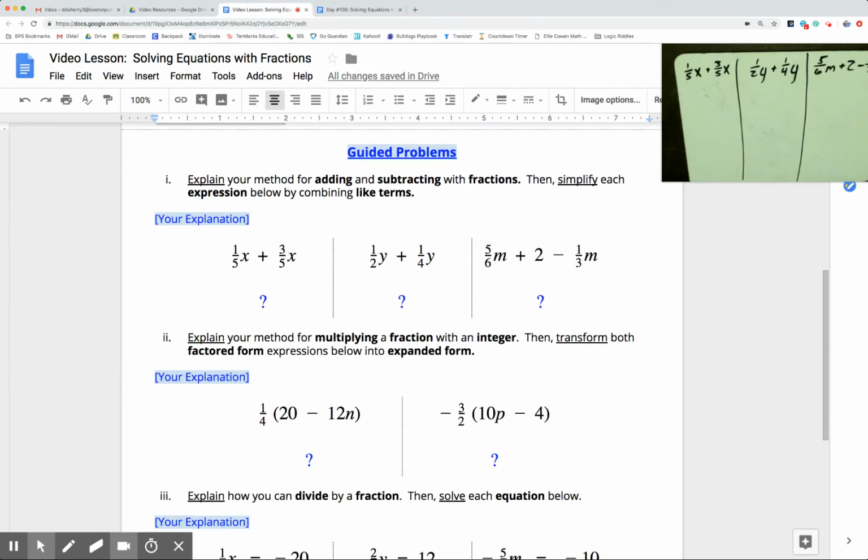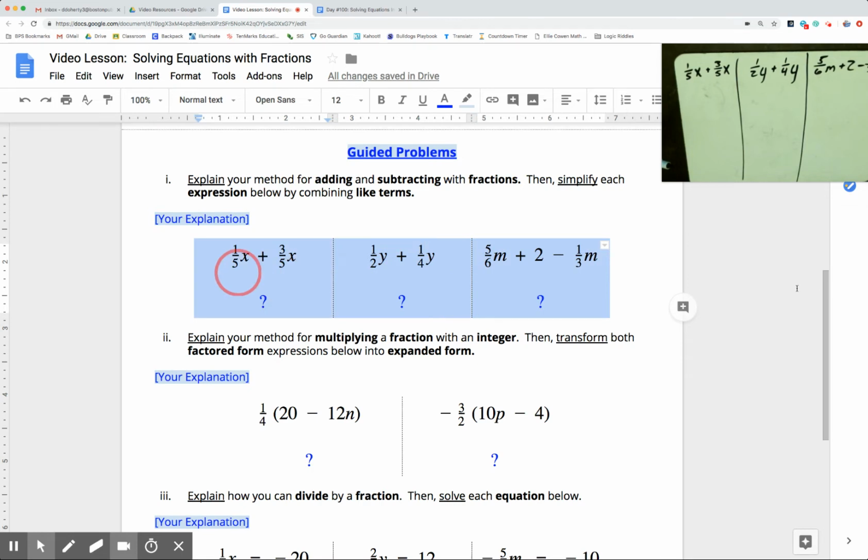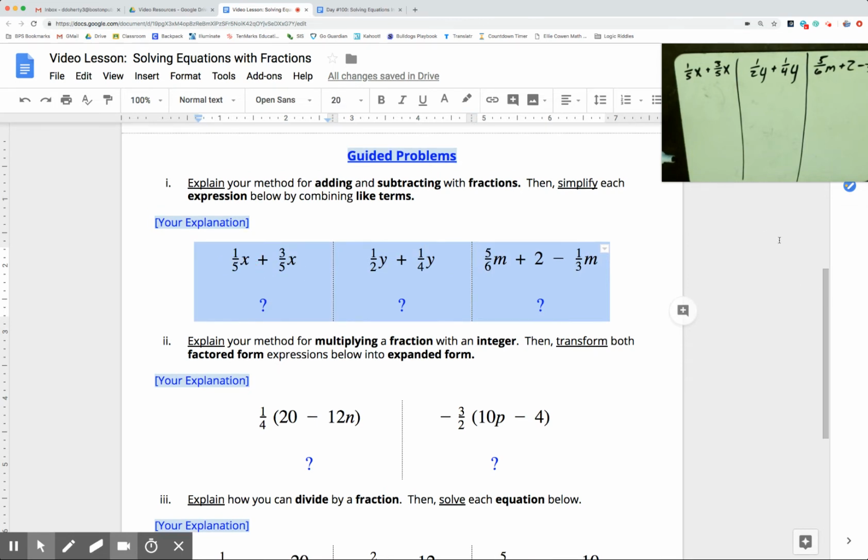Okay, for the first guided problem, which you can see on my whiteboard here today, you're asked to first explain, so you're going to be writing a sentence, explain your method for adding and subtracting with fractions. I'd encourage you to talk to your neighbor or someone at your group right now and think back to how did we add and subtract with fractions, and then either on your own or with your neighbor after you talk about how you add or subtract with fractions, go ahead and figure out how to add and subtract when some of these like terms involve fractions.